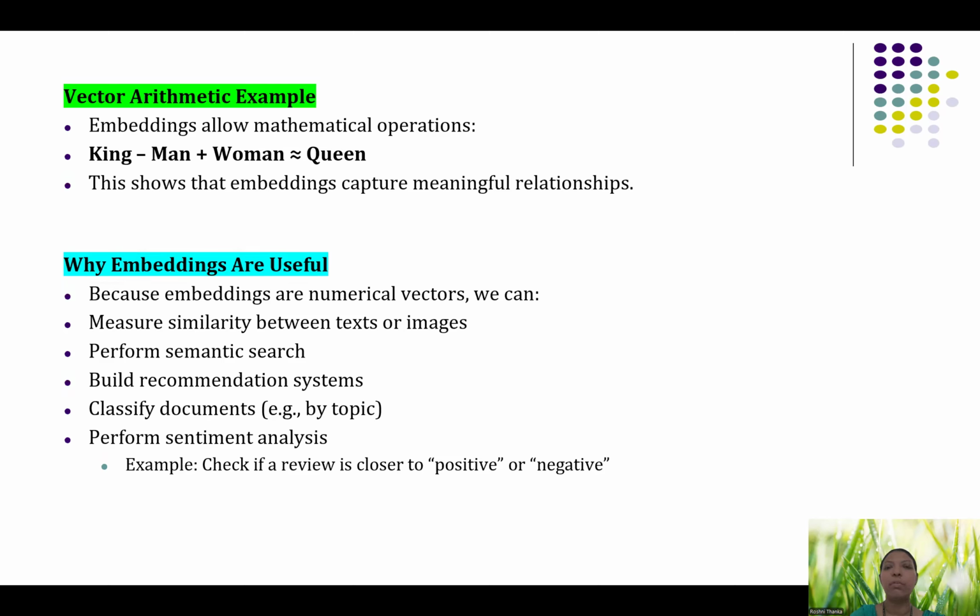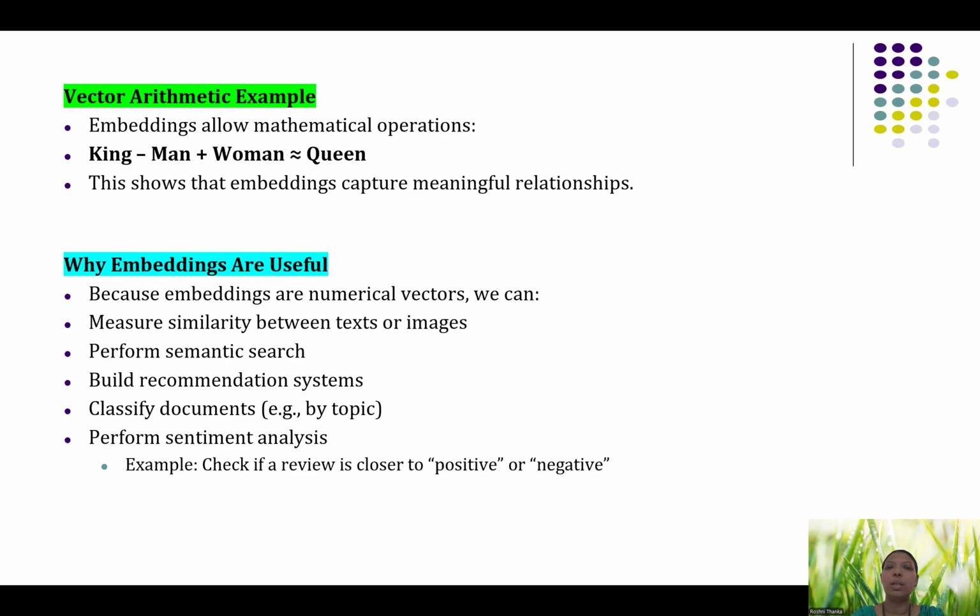And the next one is, if we have the vector for a particular phrase, which means the numbers, then arithmetic operations can also be done. That is another interesting one. So embedding allows mathematical operations. For example, if I want to get a queen, I can do it like this: king minus man plus woman will give the queen. This is how I can derive so many things using this kind of arithmetic operation. This shows that the embedding captures meaningful relationships as well. That is the power of vectors.